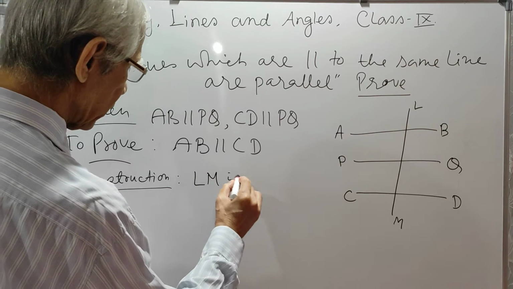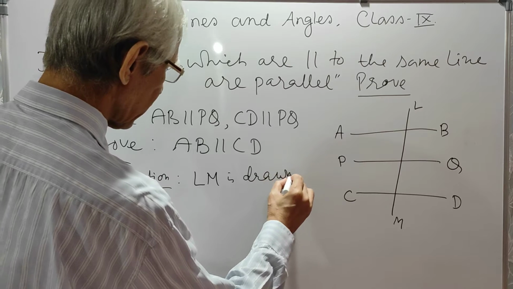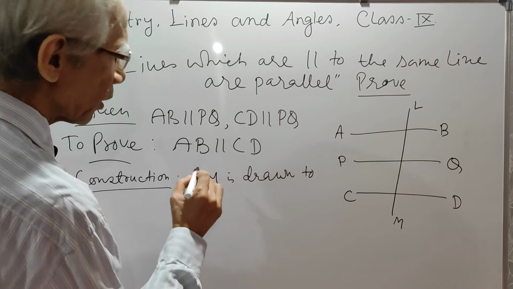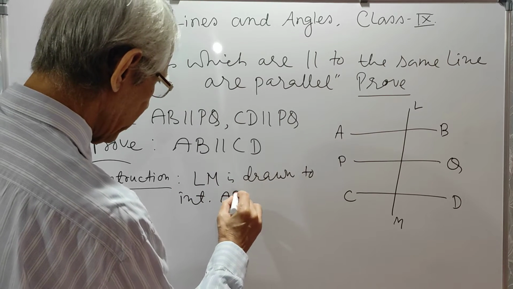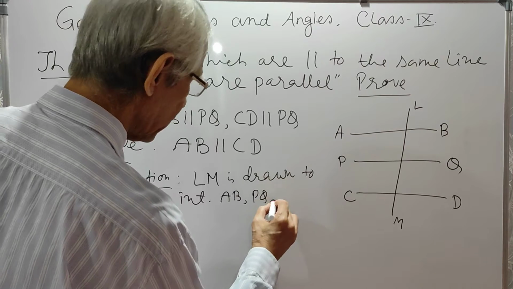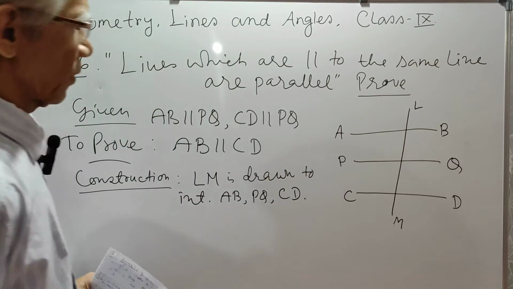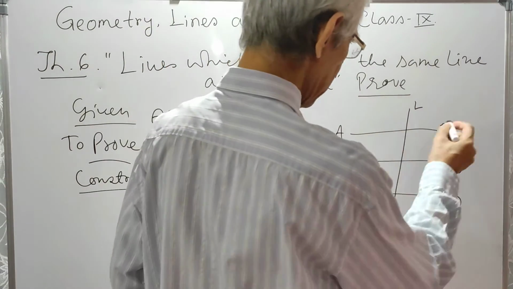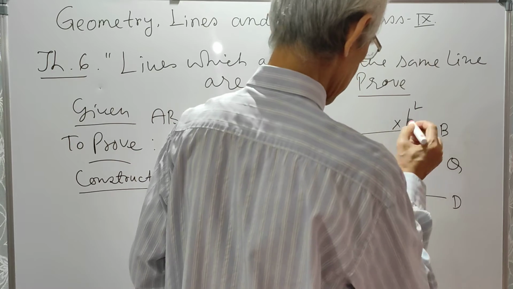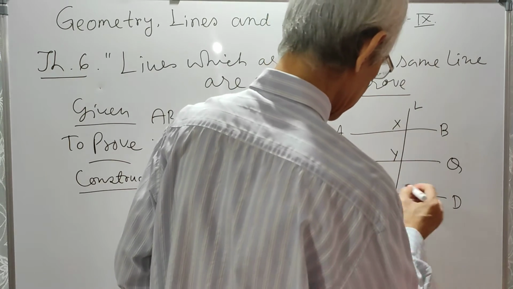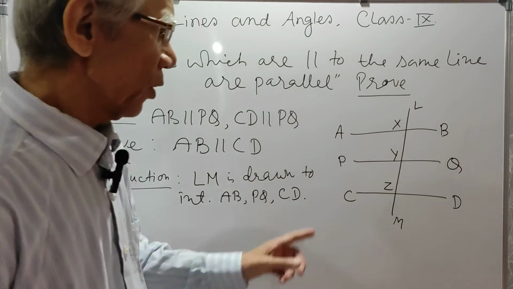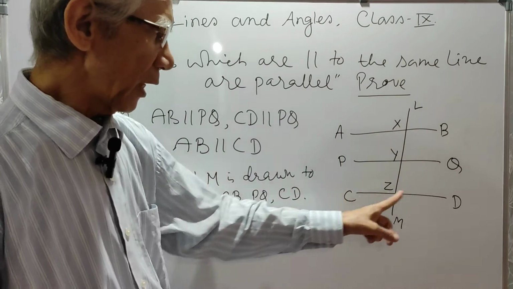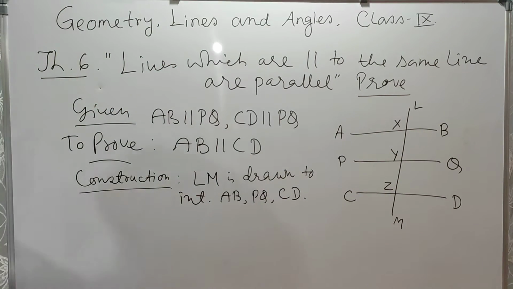LM is drawn to intersect AB, PQ and CD. So we have drawn this transversal. Suppose it cuts AB at X, PQ at Y and CD at Z. So this transversal we have constructed to cut AB at X, PQ at Y and CD at Z. Alright, that is the construction.